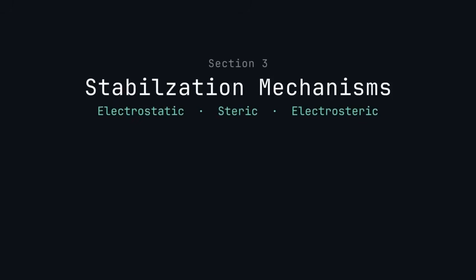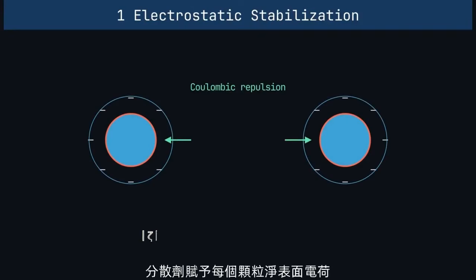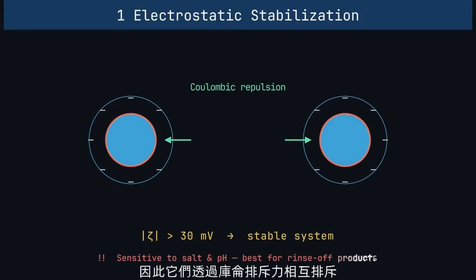Section 3. Adsorption mechanisms. The first mechanism is electrostatic stabilization. The dispersant gives each particle a net surface charge, so they repel each other through Coulombic repulsion. The key metric is zeta potential. When the absolute value exceeds 30 millivolts, the system is stable. The downside? It's sensitive to salt and pH. Sweat alone can break it down. So it works best for rinse-off products like cleansers.